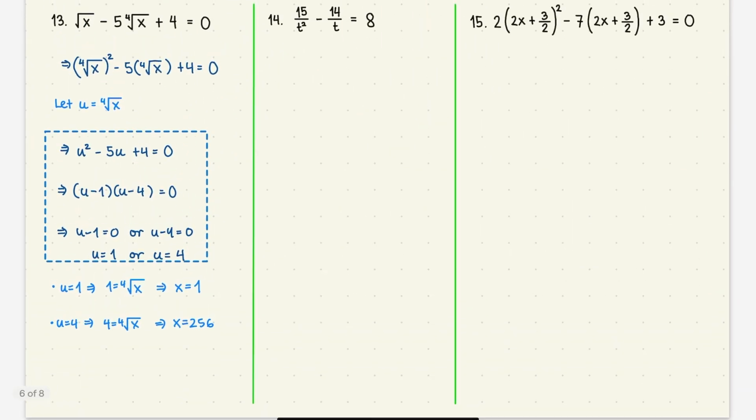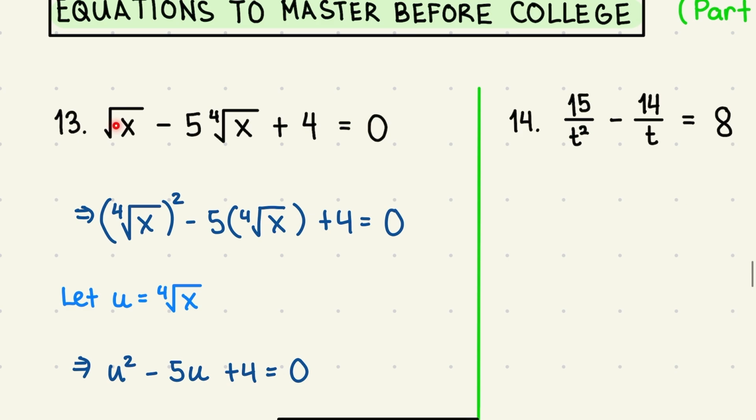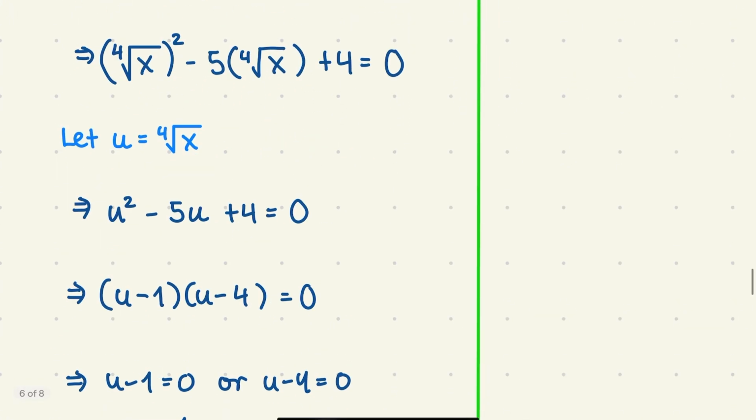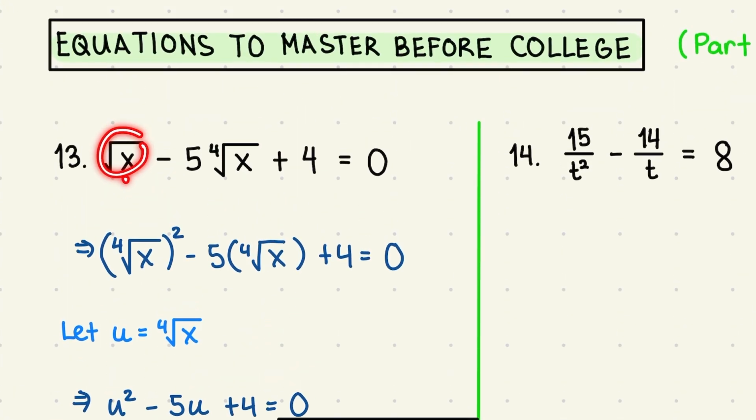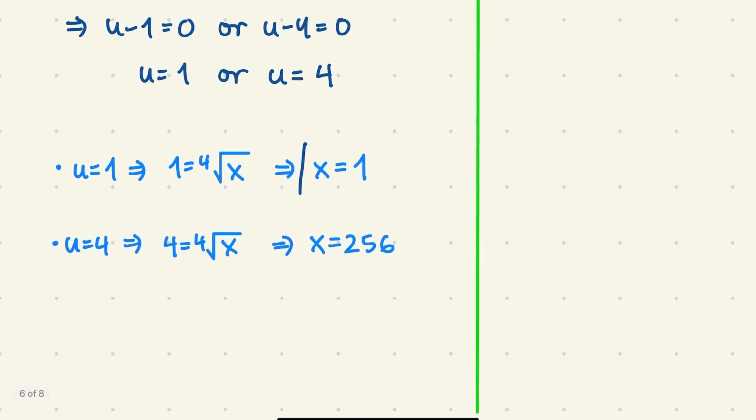And let's do a mini check. If we take x to be equal to 1, then this one is 1, and this one will just be equal to 1. So we have 1 minus 5 plus 4. That is 0, right? Yeah, 0. And then what if it's 256 here? If this is 256, take note that the square root will be 16, and the fourth root will be 4. So we have 16 minus 5 times 4, which is negative 20. So 16 minus 20 plus 4 will give you 0. So these two are indeed the answers for this problem.